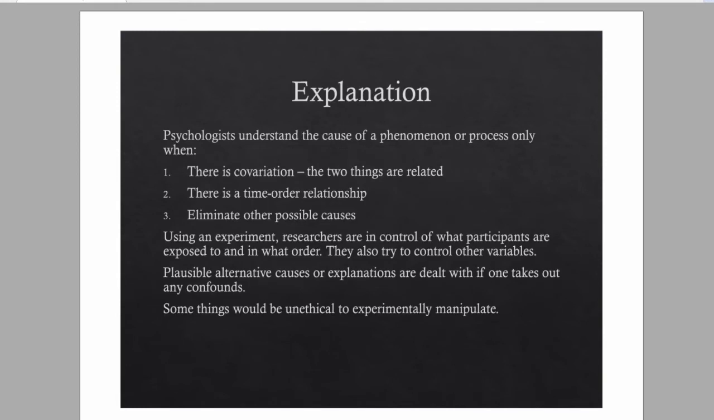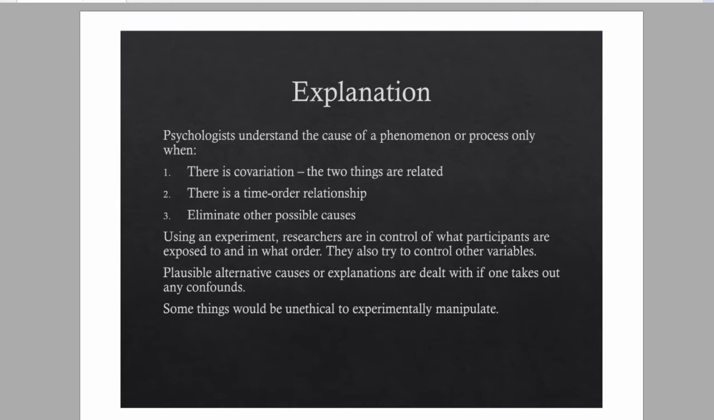So the other part is explanation. So we talked about understanding. This is where we are trying to understand the cause of a phenomenon. And the cause of a phenomenon can only be established when three things are true. There is covariation, so the two things are related to each other. When one happens, the other one happens in some particular way. There is a time order relationship, so one preceded the other. And you eliminate other possible causes or alternative explanations.